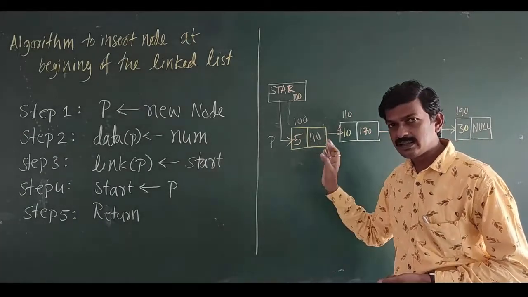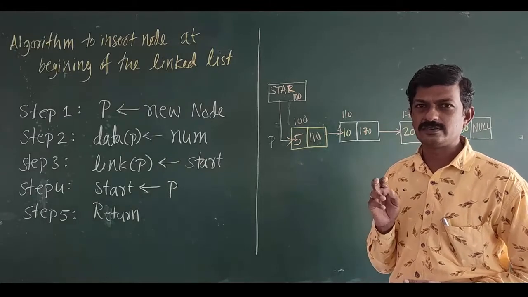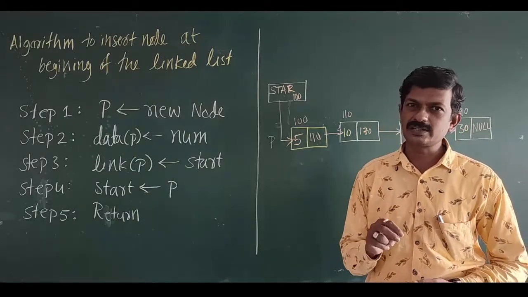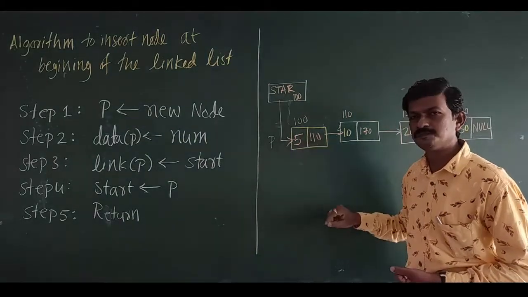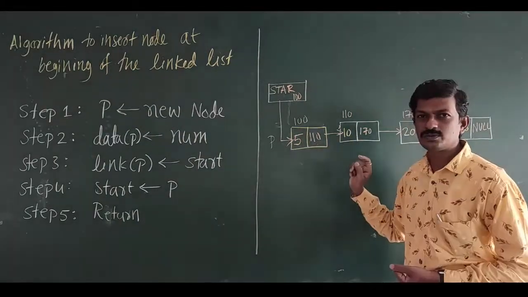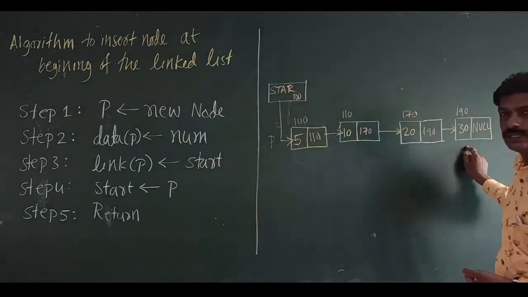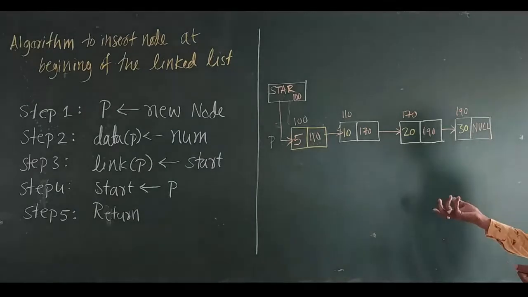A linked list is a linear collection of data elements which consists of nodes. A node consists of 2 parts, the data part and the link part. The data part contains the actual data element. The link part contains the address of the next node. The start pointer contains the address of the first node. In the last node, the link pointer contains a null value.